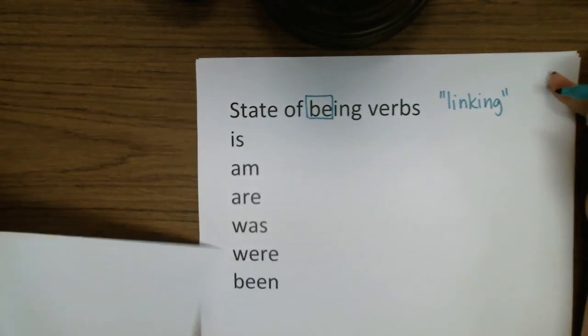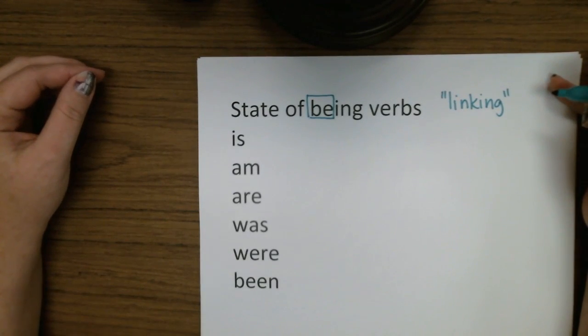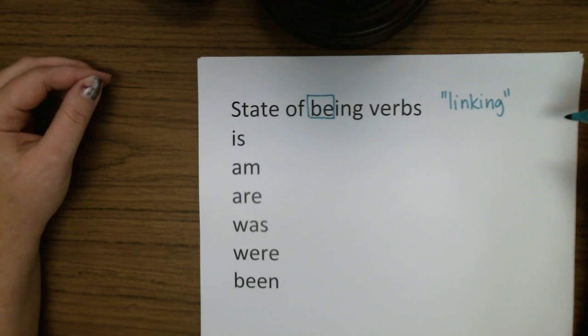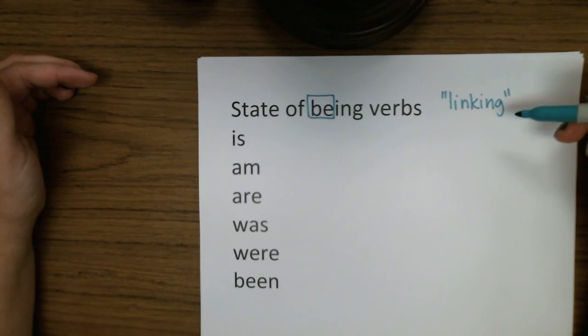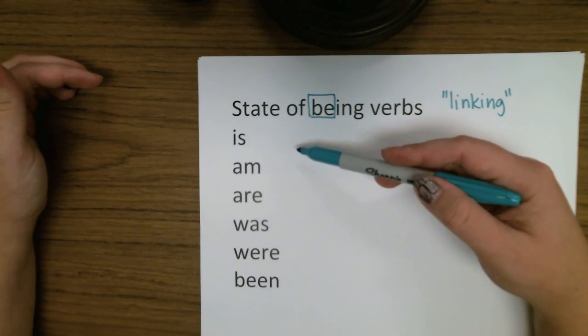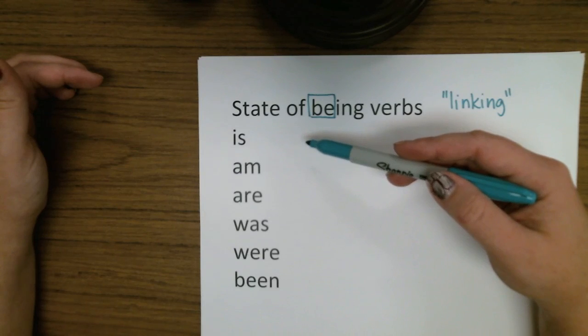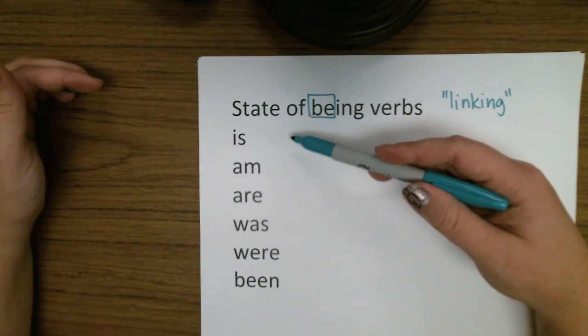So here's a list of the state of being verbs. Is, am, are, was, were, been. If I have a sentence like he is an artist, then it's linking my subject he with the noun artist. Or if I say he is artistic, it's linking my adjective artistic with the subject he. So they're linking verbs, state of being verbs. These are really important ones to remember because they are actually some of the most common verbs that we use. We describe things all the time, and description always requires one of these.